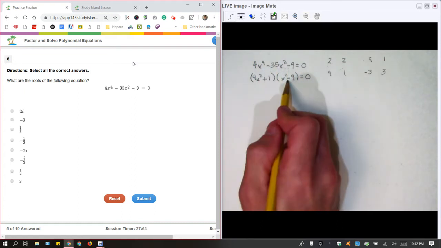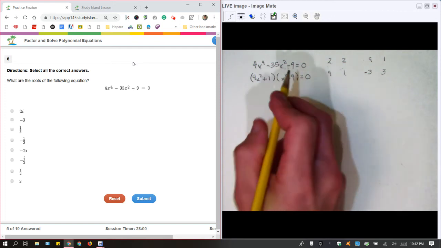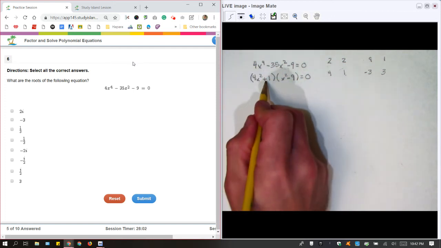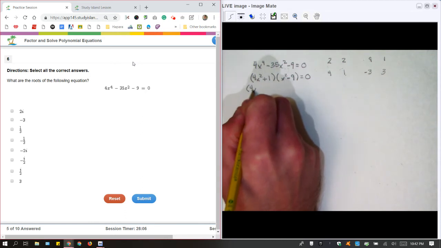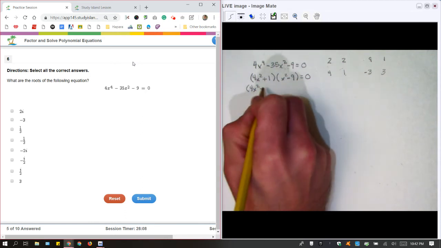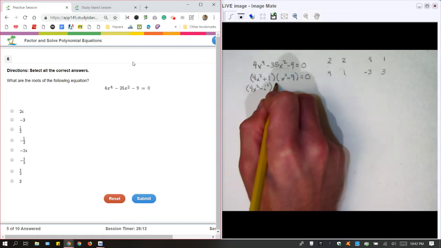Again, this is the product of two binomials, but I can actually break this up a little bit more because this is the difference of two squares. So I'm going to break that up, and I can turn this into the difference of two squares by making it 4x squared minus i squared. Again, i squared is negative 1. So I can break that up.